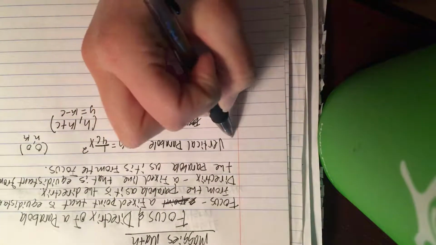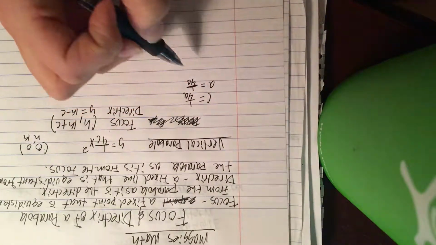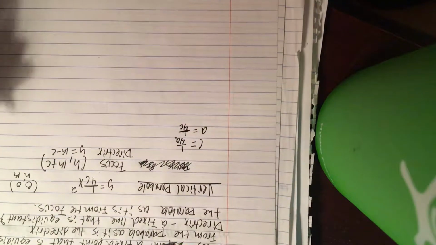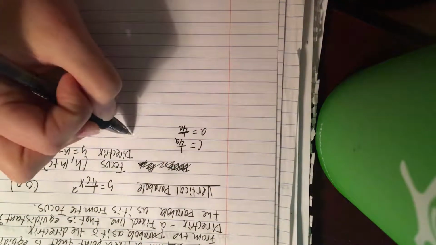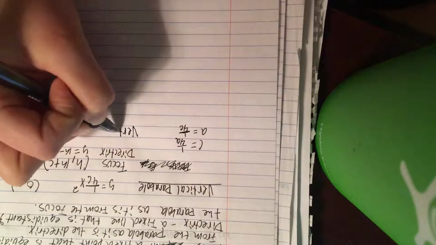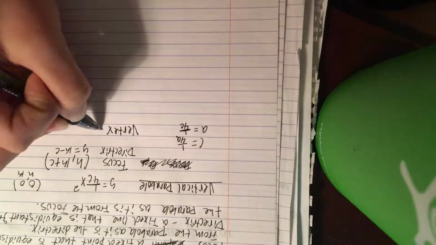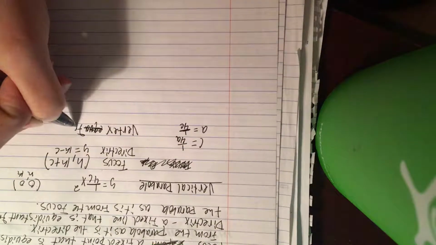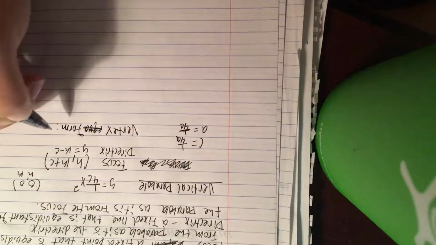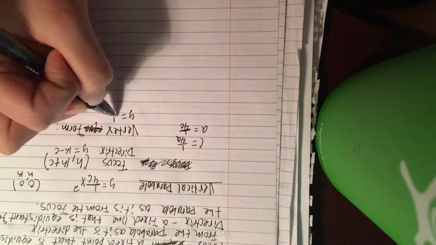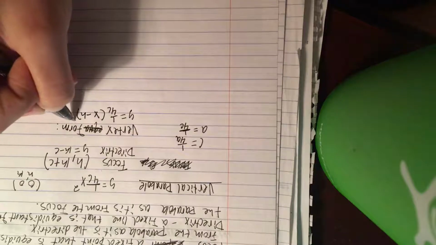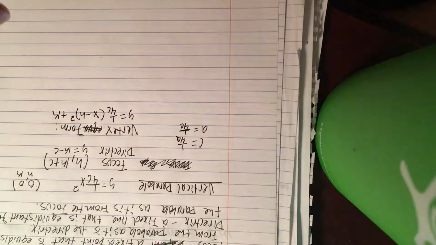So that was the vertical. Let's look at the horizontal, which is a little bit different, but not much. We should also put the vertex form equation for vertical. That's going to be y equals 1/4 c times (x minus h) squared plus k. Super cool.